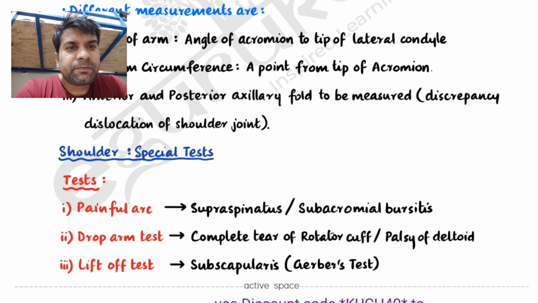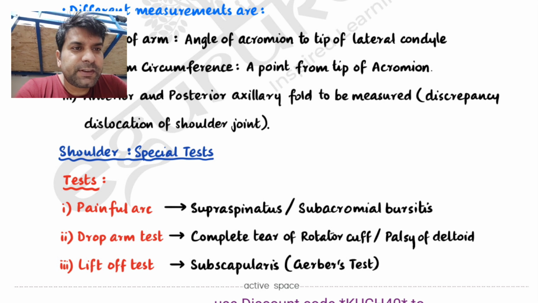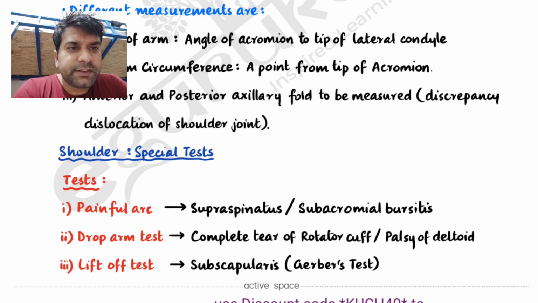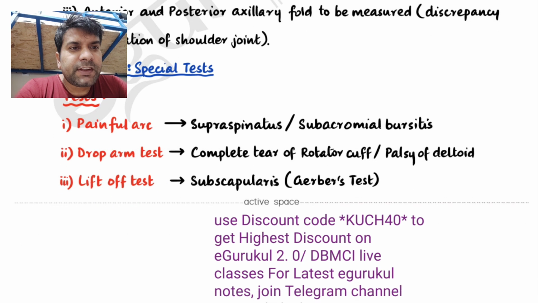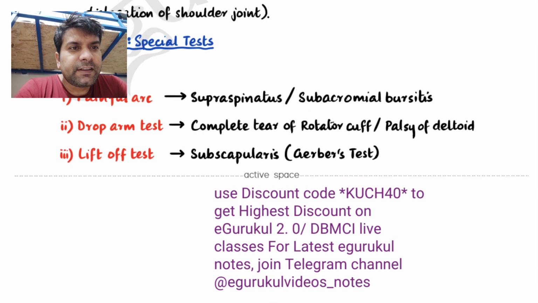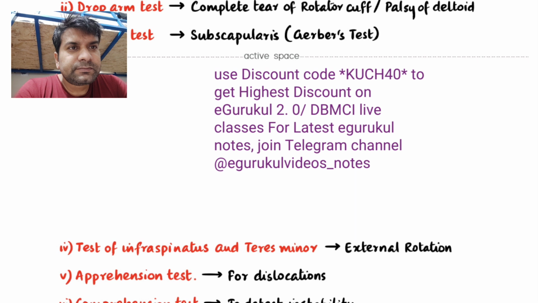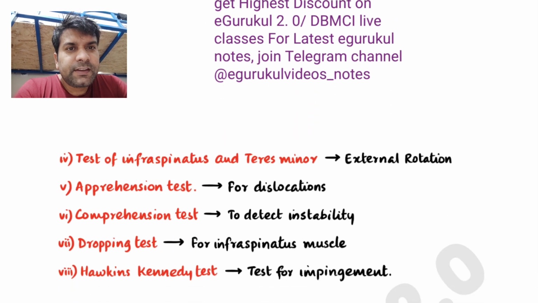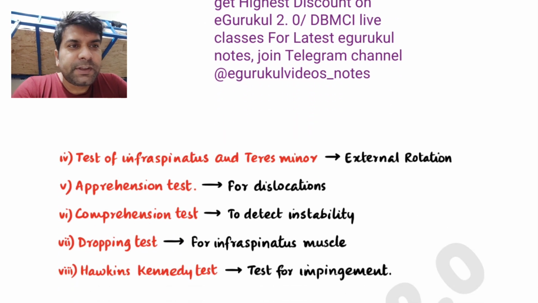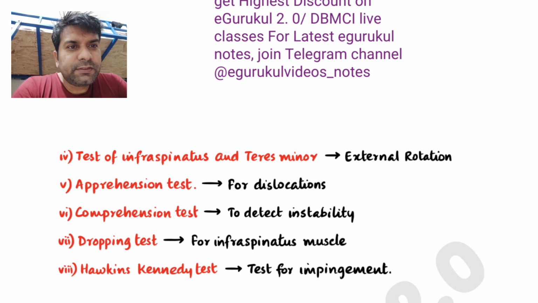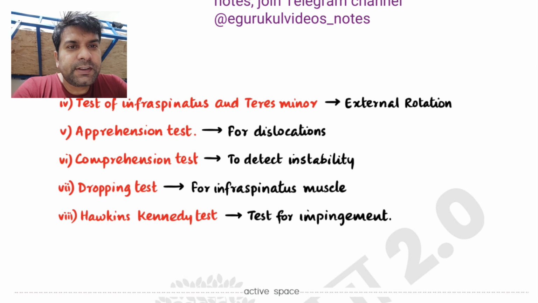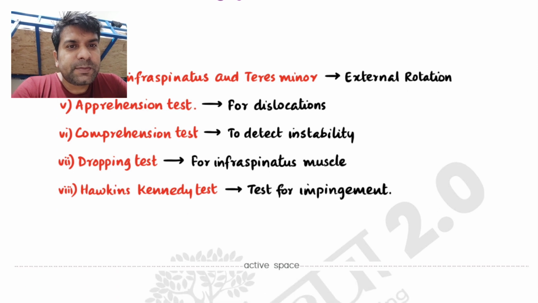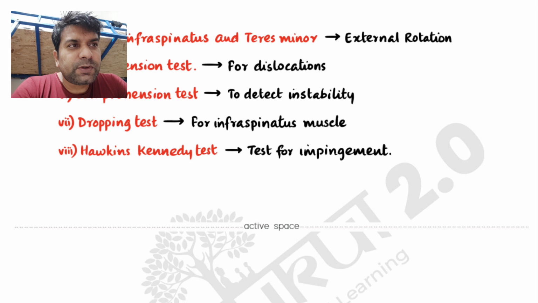Shoulder special tests: painful arc for supraspinatus, subacromial bursitis; drop arm test, complete tear of rotator cuff, palsy of deltoid; lift off test for subscapularis, Gerber's test. Test of infraspinatus and teres minor, external rotation; apprehension test for dislocation; compression test to detect instability; dropping test for infraspinatus muscle; Hawkins-Kennedy test, test for impingement.